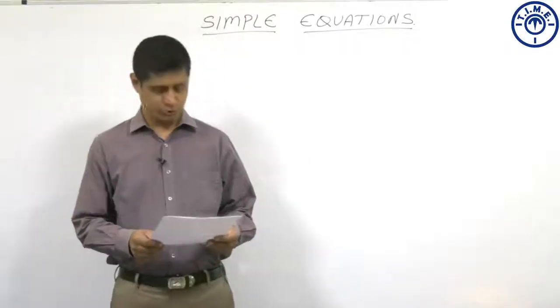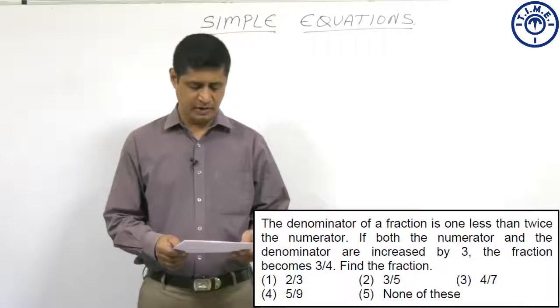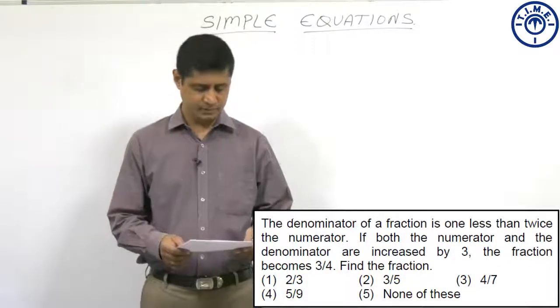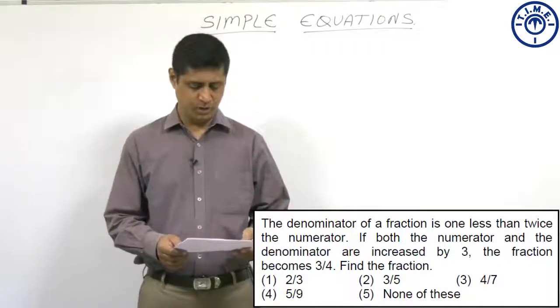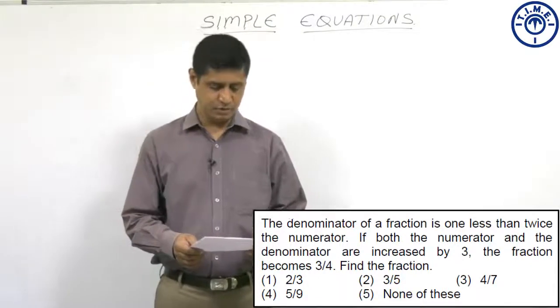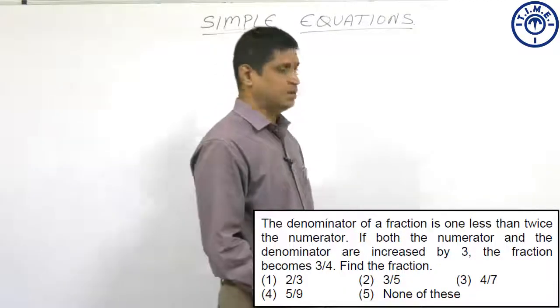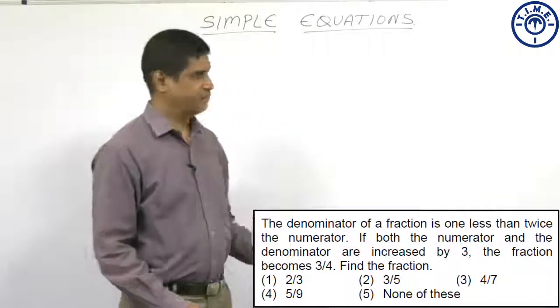Now look at the next question. The denominator of a fraction is 1 less than twice the numerator. If both the numerator and denominator are increased by 3, the fraction becomes 3 by 4. Find the fraction. Now these are the questions based on the fractions.